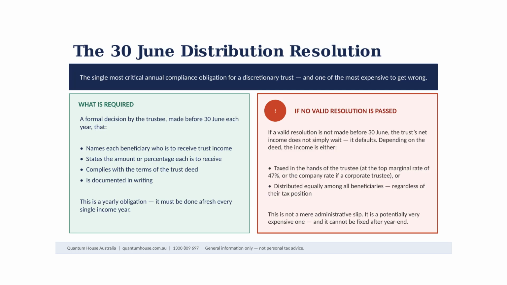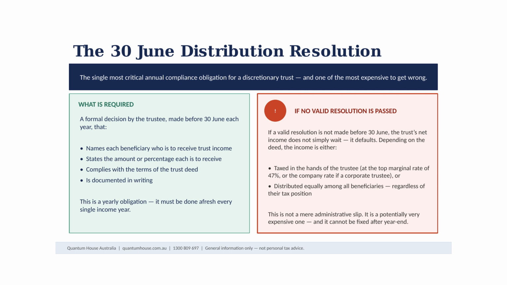If there is one slide in this presentation to pay close attention to, it is this one. The 30 June distribution resolution is the single most critical annual compliance obligation for any discretionary trust. The resolution is a formal decision by the trustee, made before 30 June each year. It must name each beneficiary who is to receive trust income, state the amount or percentage each is to receive, comply with the terms of the trust deed, and be documented in writing. And critically, it is a yearly obligation. It must be done afresh every income year. Last year's resolution does not carry over.